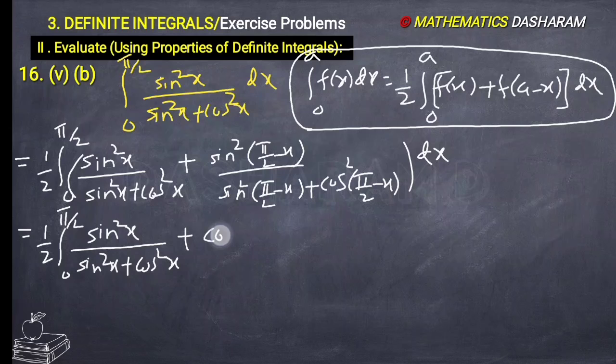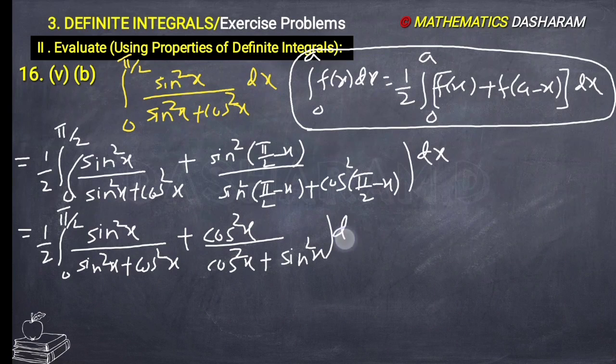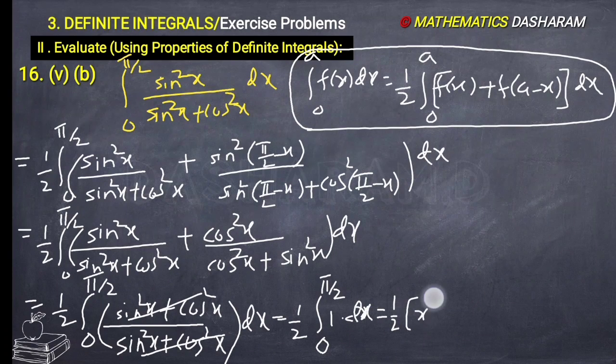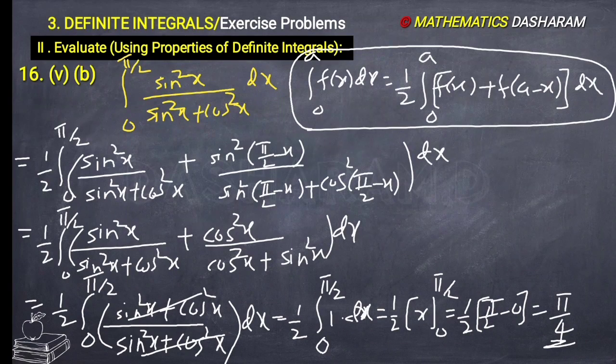Sin(90 minus x) is cos x. Here also the same, cos². Cos(90 minus x) is sin x. So sin²x whole dx. Now both denominators are the same. Then add the numerators. So now numerator and denominator both are cancelled. So 1/2 integral 0 to pi/2 of 1 dx. Now the integration of 1 dx is x from 0 to pi/2, 1/2, substitute the upper limit and then the lower limit, so its answer is pi/4.